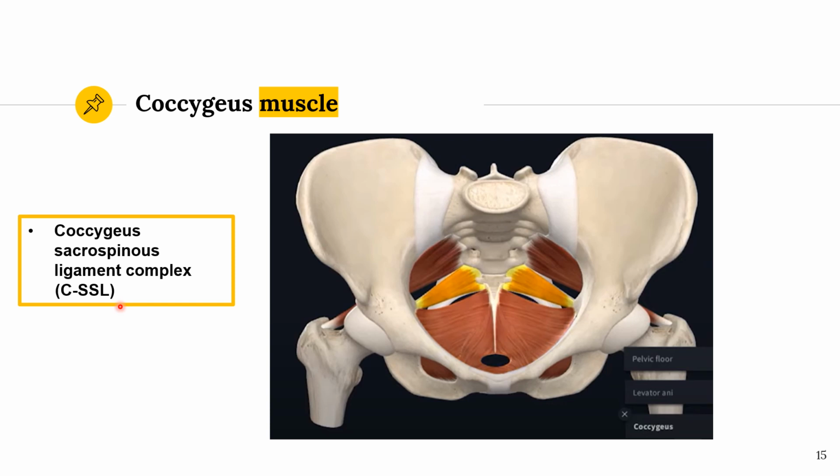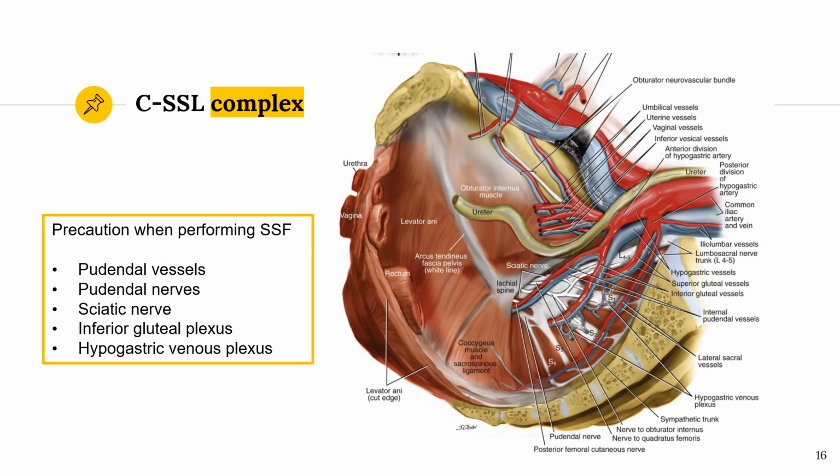It is an important anchoring point for vaginal prolapse surgery. This is an important structure. We shall discuss a bit more on it. It is extremely crucial for us, the surgeon, to appreciate the close proximity of the many vascular structures and nerves to the CSSL complex. This is a sagittal section of the pelvis.